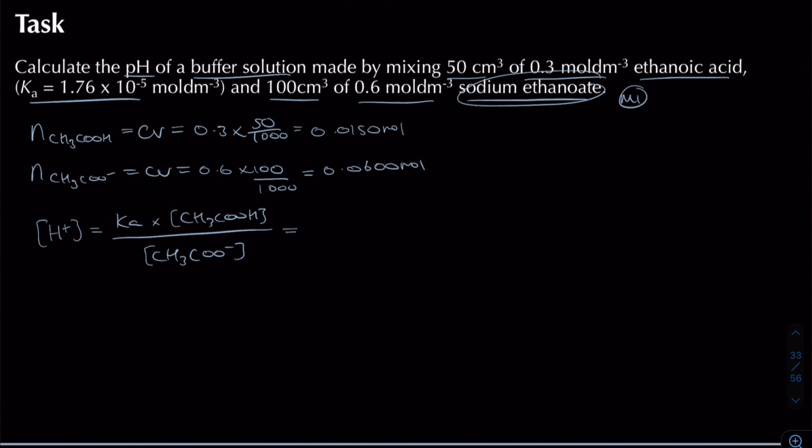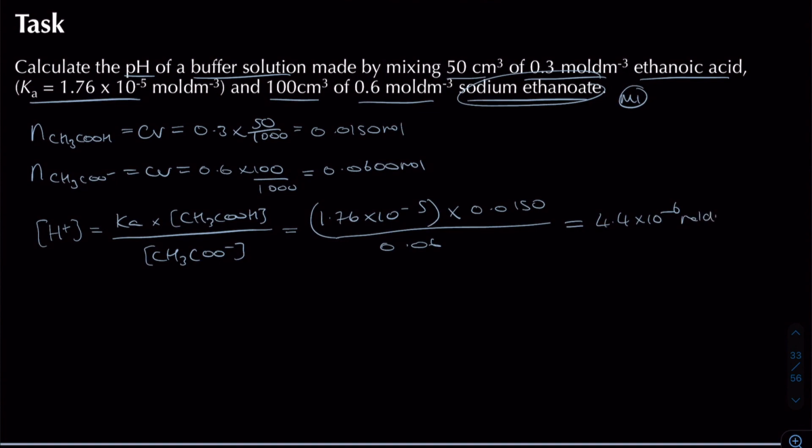And so if I plug in some numbers, I end up with 1.76 times 10 to the power of minus 5, and then that's going to be times our concentration, which is also going to be the same as our moles in this case because it doesn't really matter. Again, the volume terms cancel, and so our acid is going to be 0.0150, and then that's going to be divided by 0.06 itself, right? Now I plug that in my calculator and I end up with the value of 4.4 times 10 to the power of minus 6 itself, and that's going to be in mole per decimeter cubed.